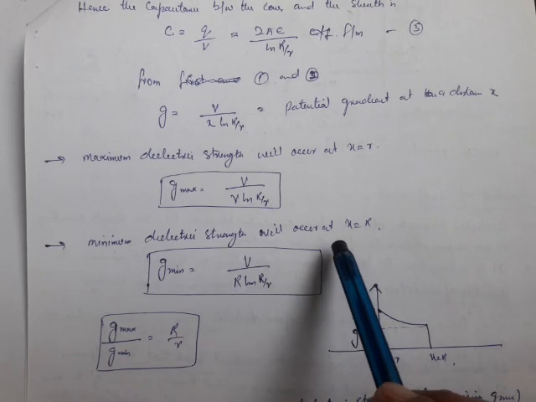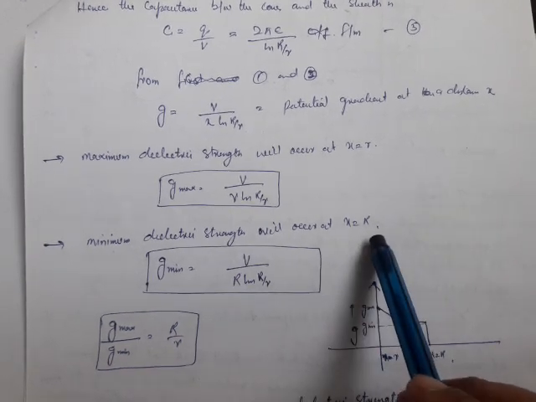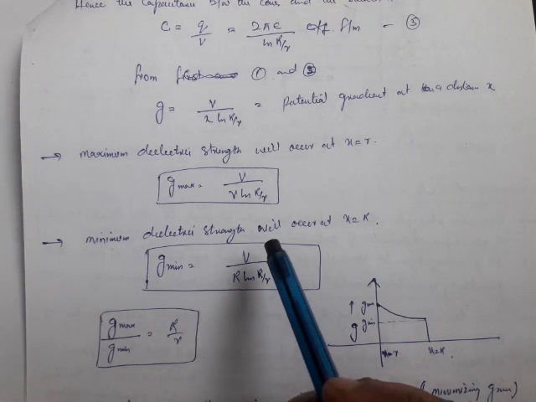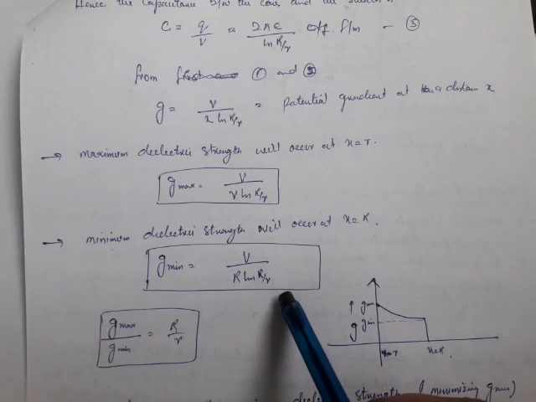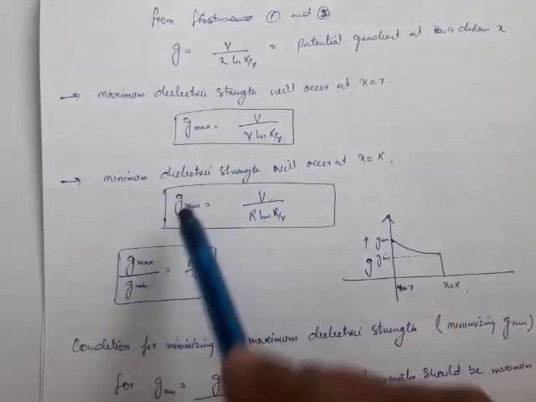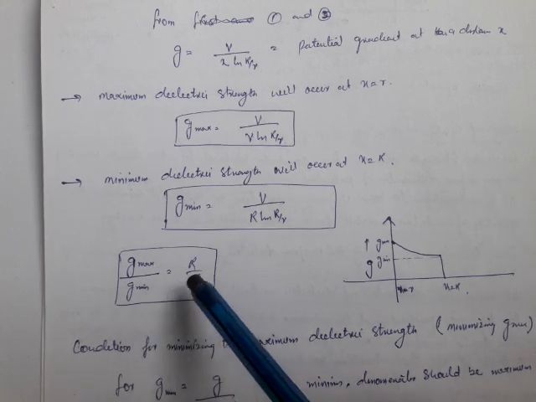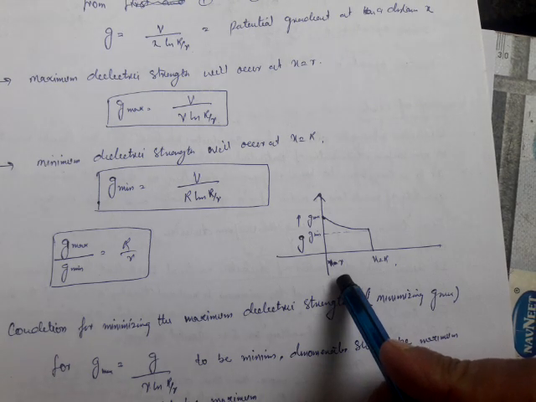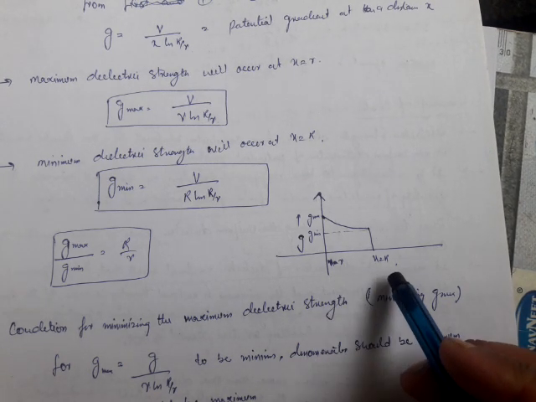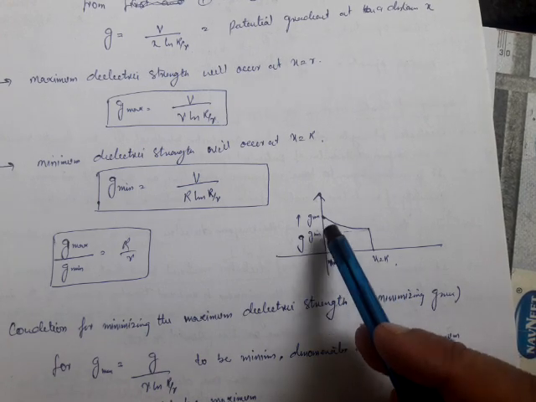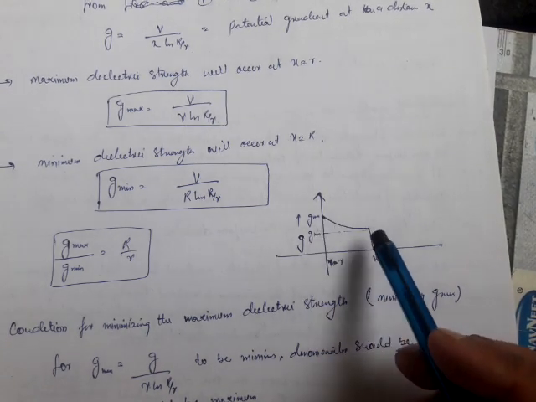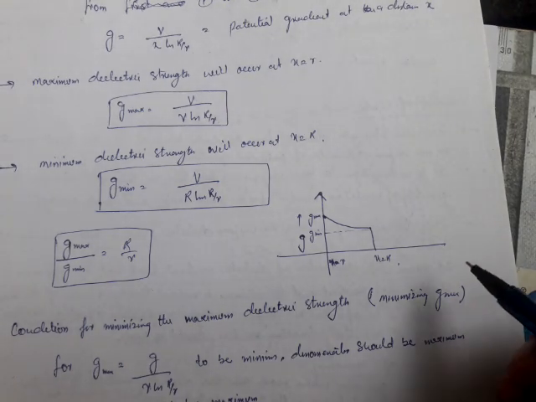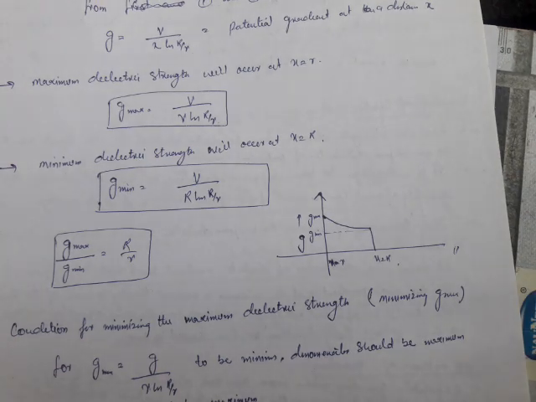Minimum dielectric strength will be at x is equal to R because x has a maximum value of R. We are changing x from small r to capital R. In that case, G minimum will be equal to V divided by R ln of R by r. Okay? When we divide these two equations, G max by G min is equal to R by r. This is actually the variation of the potential stress from x is equal to r to x is equal to capital R. You will see that it's maximum at x is equal to r and it will be minimum at x is equal to capital R. I hope you understood this. I will stop here. I will go ahead in the next class.